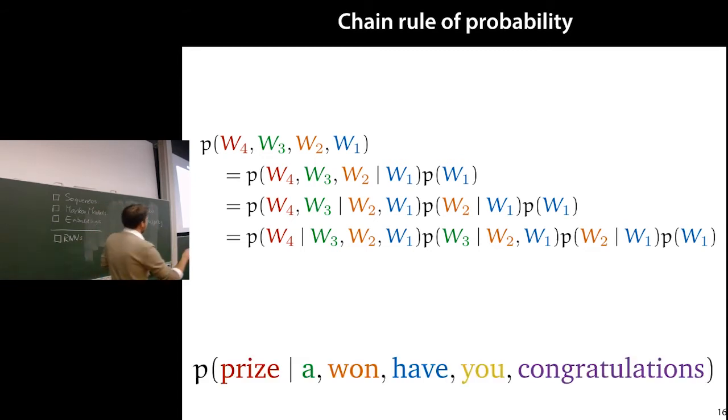So it looks like this. If we, with a little bit of abusive notation, let's say instead of saying W4 is prize, let's just put down prize and assume that we know what we mean. In order to get the probability of a sentence or the probability of an email, what you want to estimate or find are these kinds of probabilities. So this is a sentence you've observed so far. Congratulations, you have won a something. What's the probability of that something, conditioned on all the words that came before it?